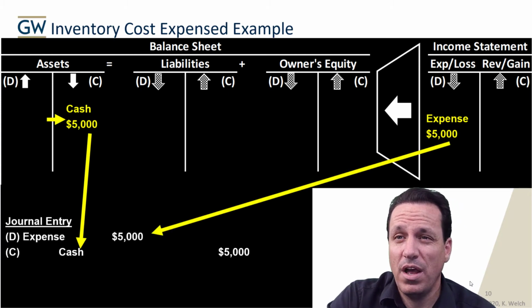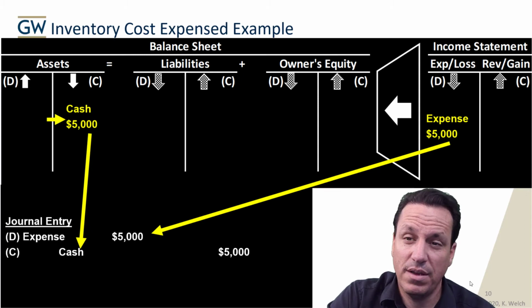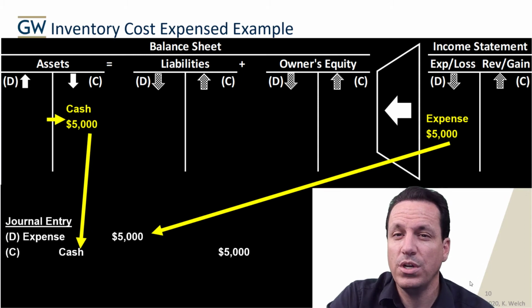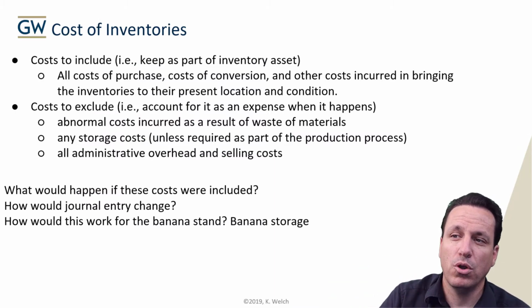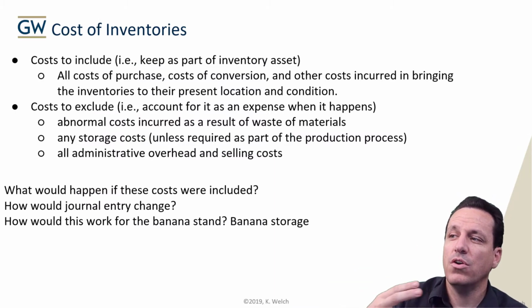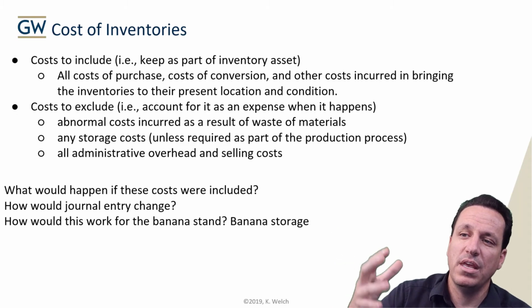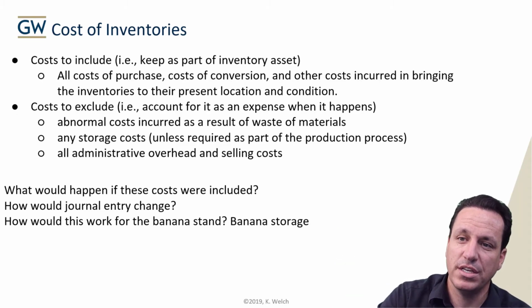So this is an example of an inventory cost. It's a cost definitely related to inventories, but we wouldn't capitalize it. The costs to include are all costs of purchase, cost of conversion, and other costs incurred in bringing the inventories to their present location and condition.